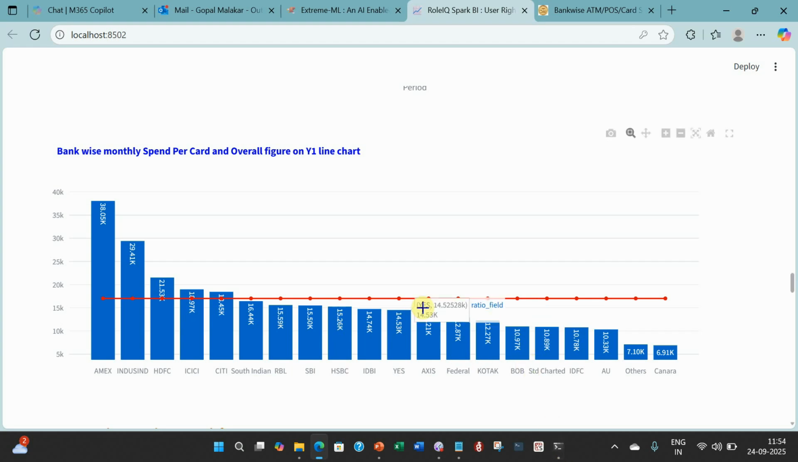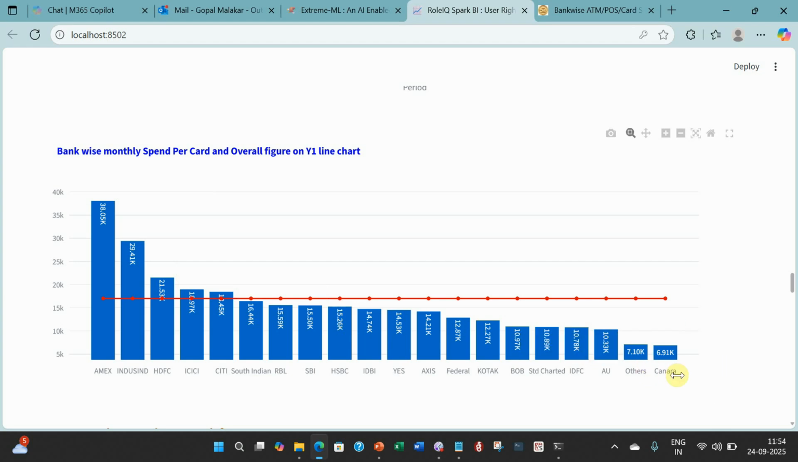Look at here. Then again, you have a step down in the 10,000 or 11,000 range, which is BOB, Standard Chartered, IDFC, and AU. So you can see these four look very similar. Then you have these two, Federal and Kotak, and then these almost six, seven, which are very much the same. Then these are slightly on the higher side, and these are damn good here.